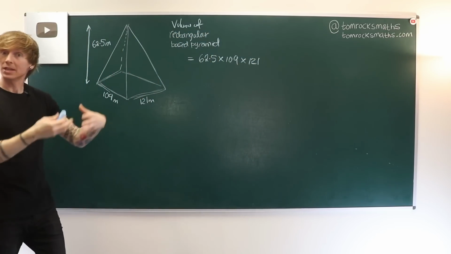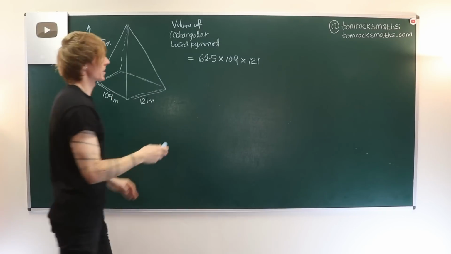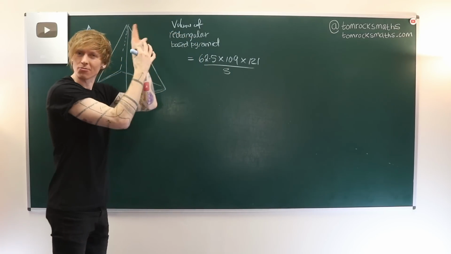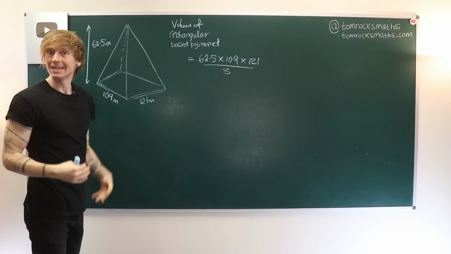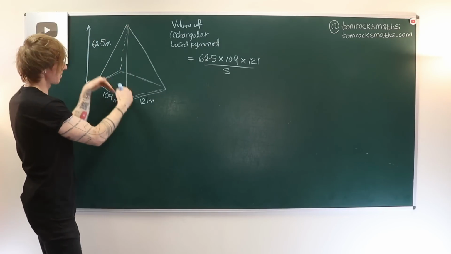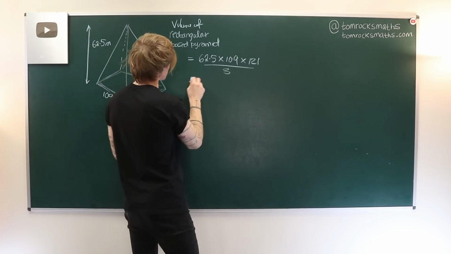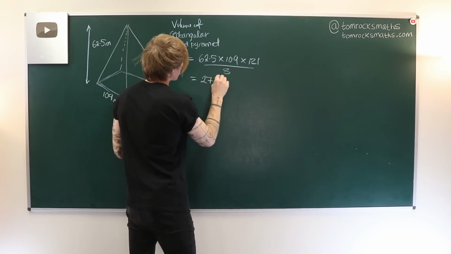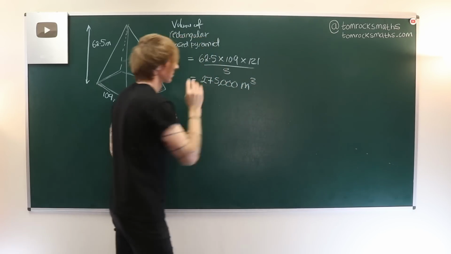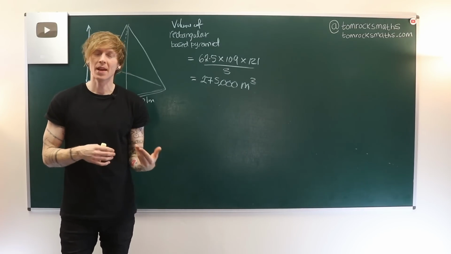But of course, that would give us a cuboid. So we have this pyramidal shape instead of a cuboid. So we actually have to divide by 3. And this again is because this is a regular pyramid with slanted sides. And by fixing the height, we are fixing the angle between the base and the peak. So this gives us an answer of around 275,000 meters cubed.